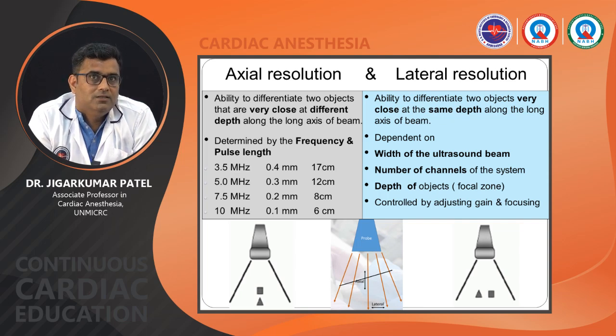When this frequency is decreased, then the wavelength is increased at the cost of axial resolution. But better axial resolution comes with higher frequency, and higher frequency has attenuation. So with a high frequency probe, axial resolution increases, but depth of investigation decreases. So with a 10 megahertz probe, you can visualize up to 6 centimeters only. Similarly, lateral resolution is the ability to differentiate two objects that are very close at the same depth, perpendicular to the long axis of the beam. It depends on the width of the ultrasound beam and the number of channels in the system. If the number of channels increases, then you will get better lateral resolution.